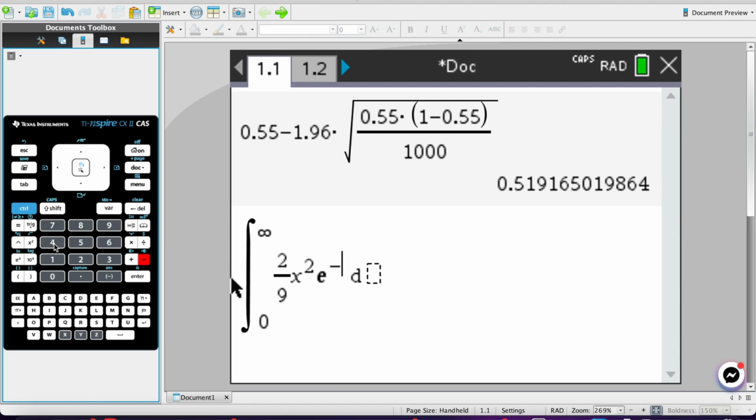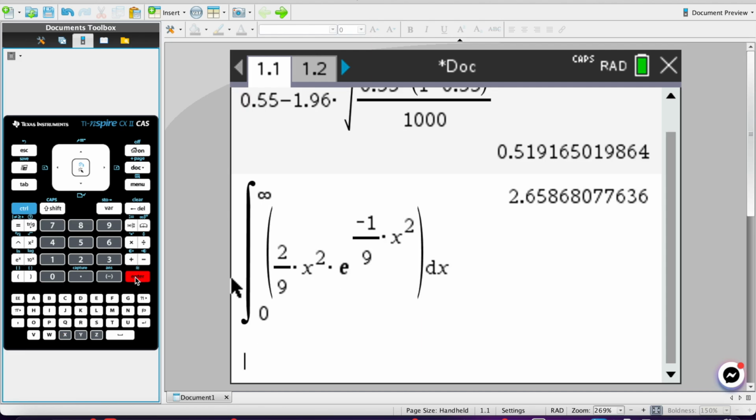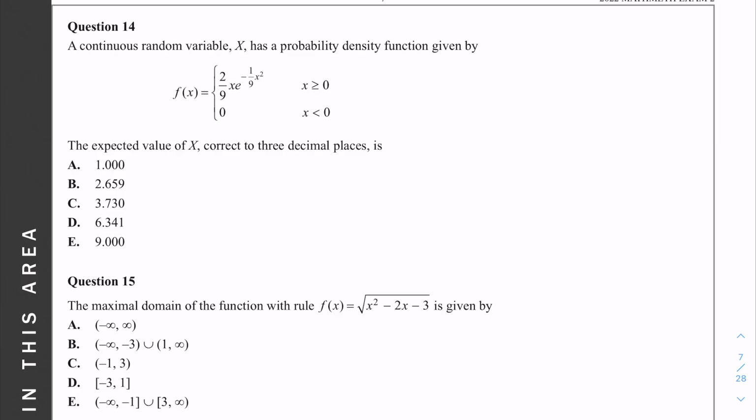times e to the negative 1 over 9 x squared dx, and control enter, we get 2.6586 or 2.659, and so that makes the answer B.